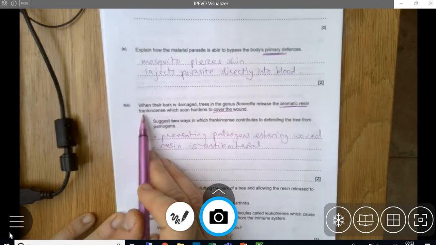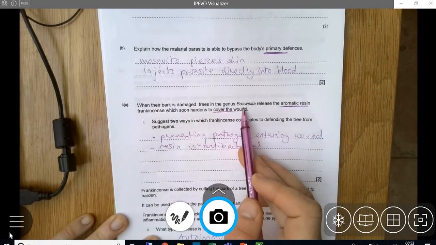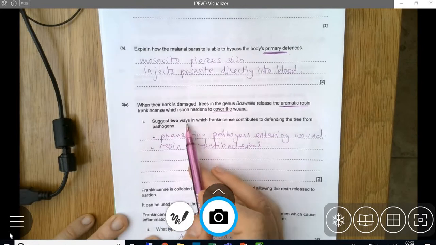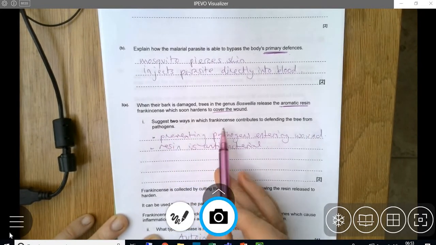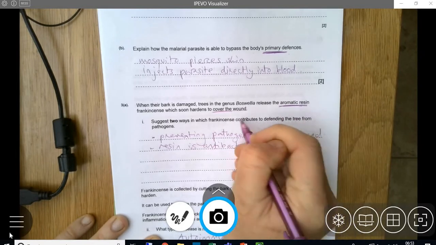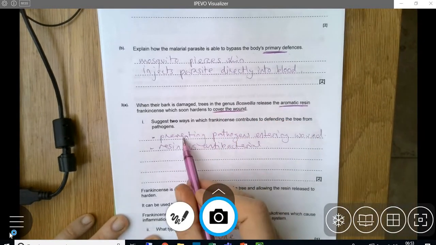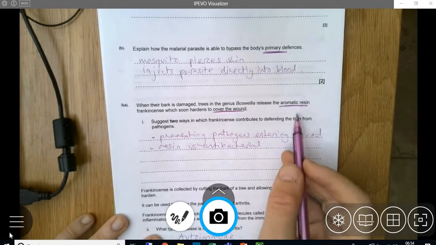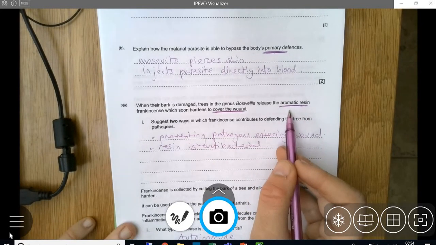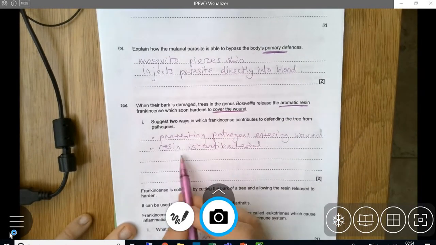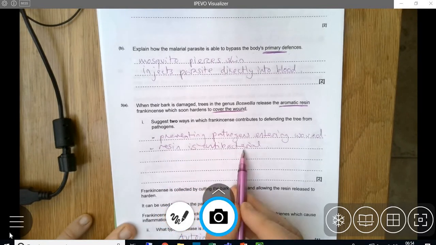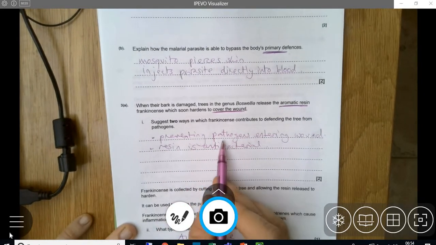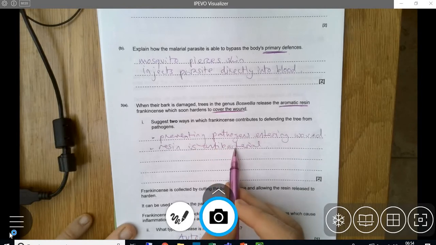The next question asked about damage to trees in the genus Boswellia, which release the aromatic resin frankincense, which soon hardens to cover the wound. It asks you to suggest two ways in which frankincense contributes to defending the tree from pathogens. The key information here must be something to do with the aromatic resin and obviously something to do with covering the wound. So we can say that, first of all, by covering the wound it prevents pathogens entering. And the resin itself must have some form of useful property. What we may know, or we can at least make a guess at, is that the resin is antibacterial in some way. So it defends the tree from the pathogen because it's antibacterial.